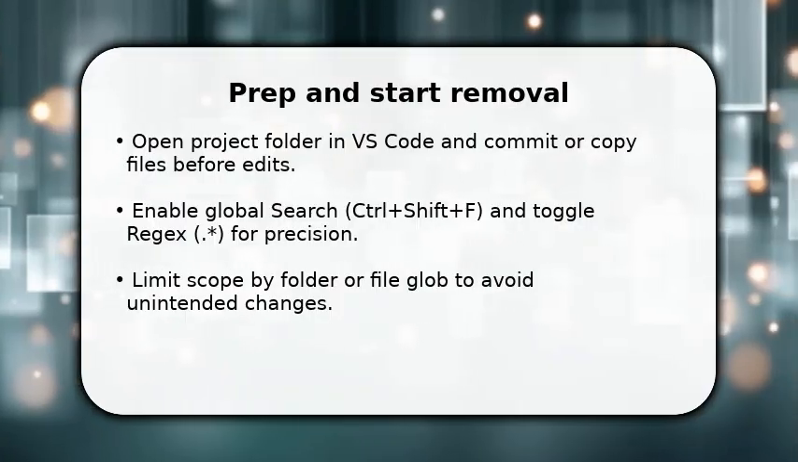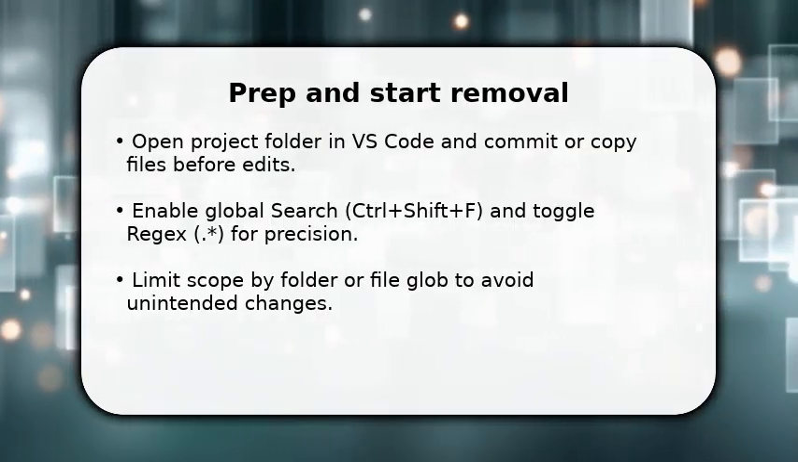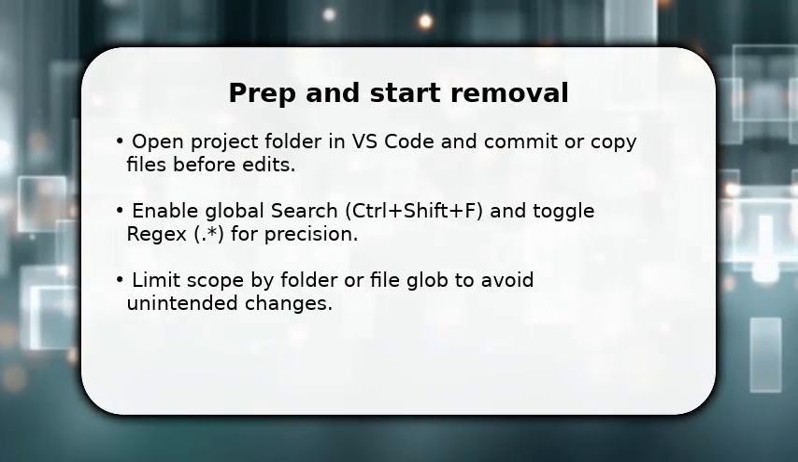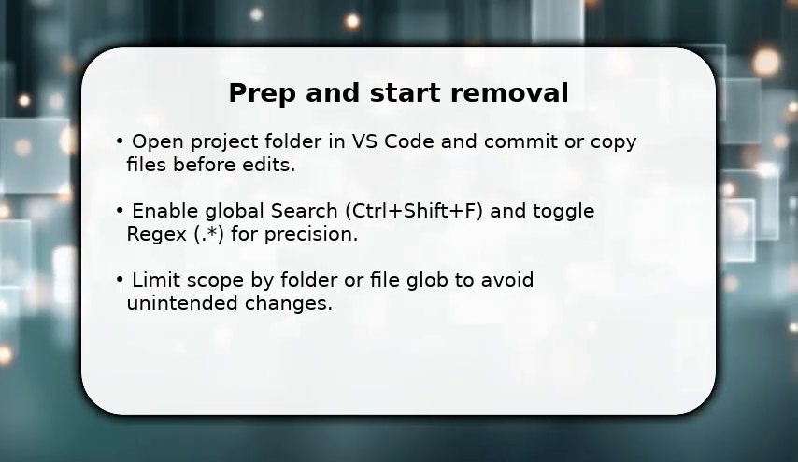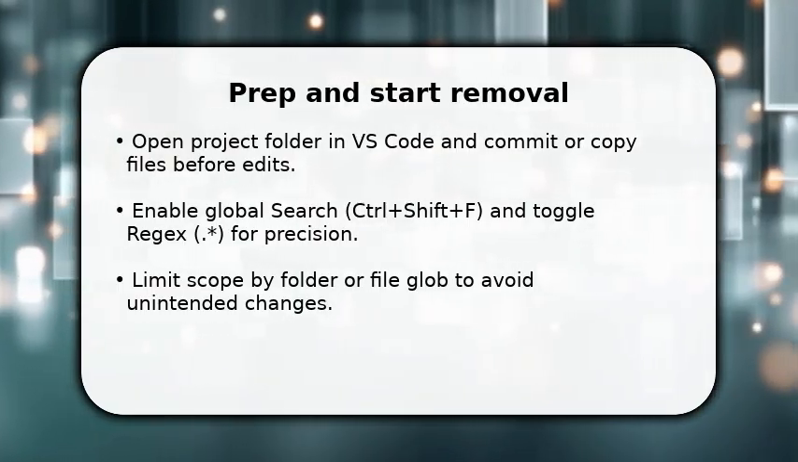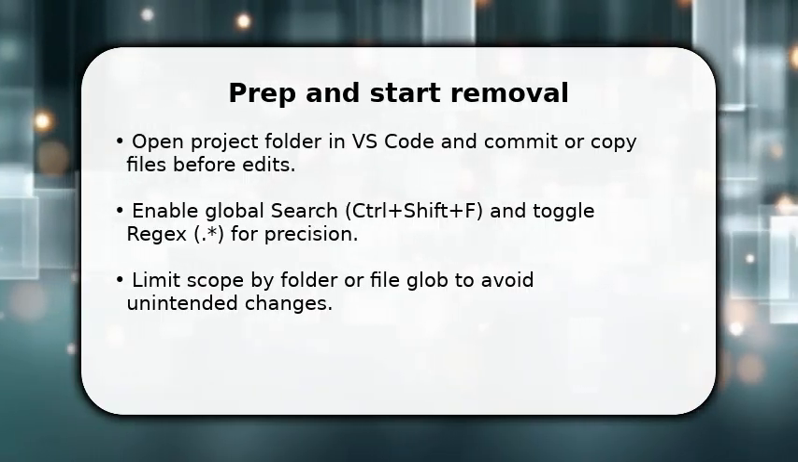You already have the project open and a backup or commit. Now start the removal. First, open Search Ctrl+Shift+F and enable Rejects mode. This lets you target the letter U only where it prefixes string literals. Then restrict the search scope to the folder or file type you want, for example *pi.